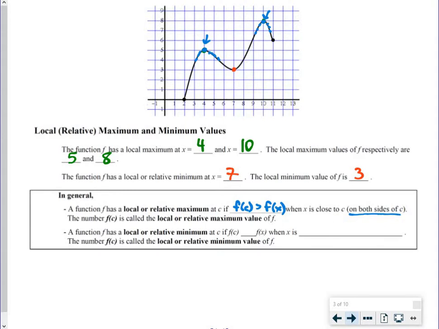Right? And a function f has a local minimum at c if f when x is equal to c is less than all the other y values when x is close to c. Again, on both sides. So that's a trough. If you look in the immediate vicinity of that trough, it's the smallest, so we call it a local or relative minimum of the function.